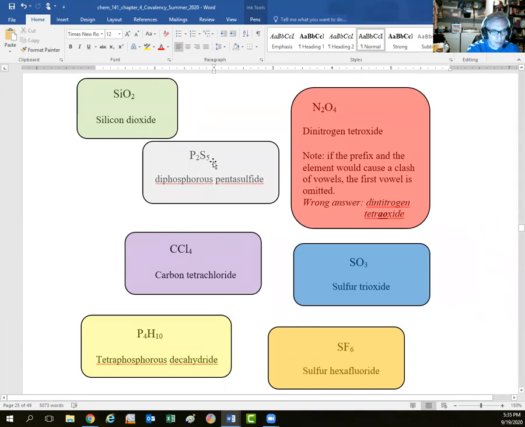Phosphorus with sulfur in a 2:5 ratio, so diphosphorus pentasulfide. A 2:4 ratio for nitrogen and oxygen, dinitrogen, name ending isn't changed. Tetroxide from tetra, there's a vowel clash, so we take the A out. Carbon with 4 chlorines, so carbon tetrachloride. Sulfur with 3 oxygens, so sulfur trioxide. Phosphorus and hydrogen in a 4:10 ratio, so tetraphosphorus decahydride. Sulfur with 6 fluorines, so sulfur hexafluoride.